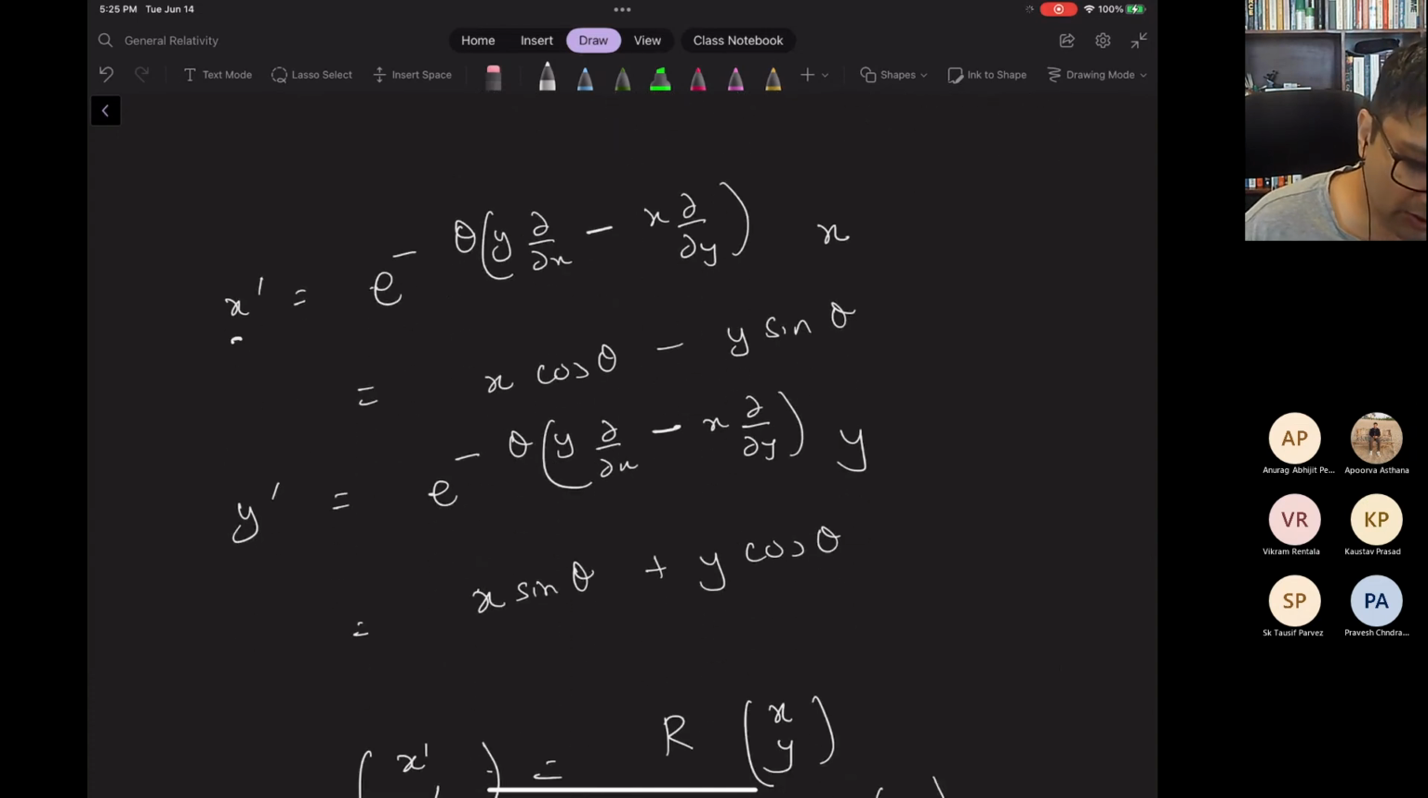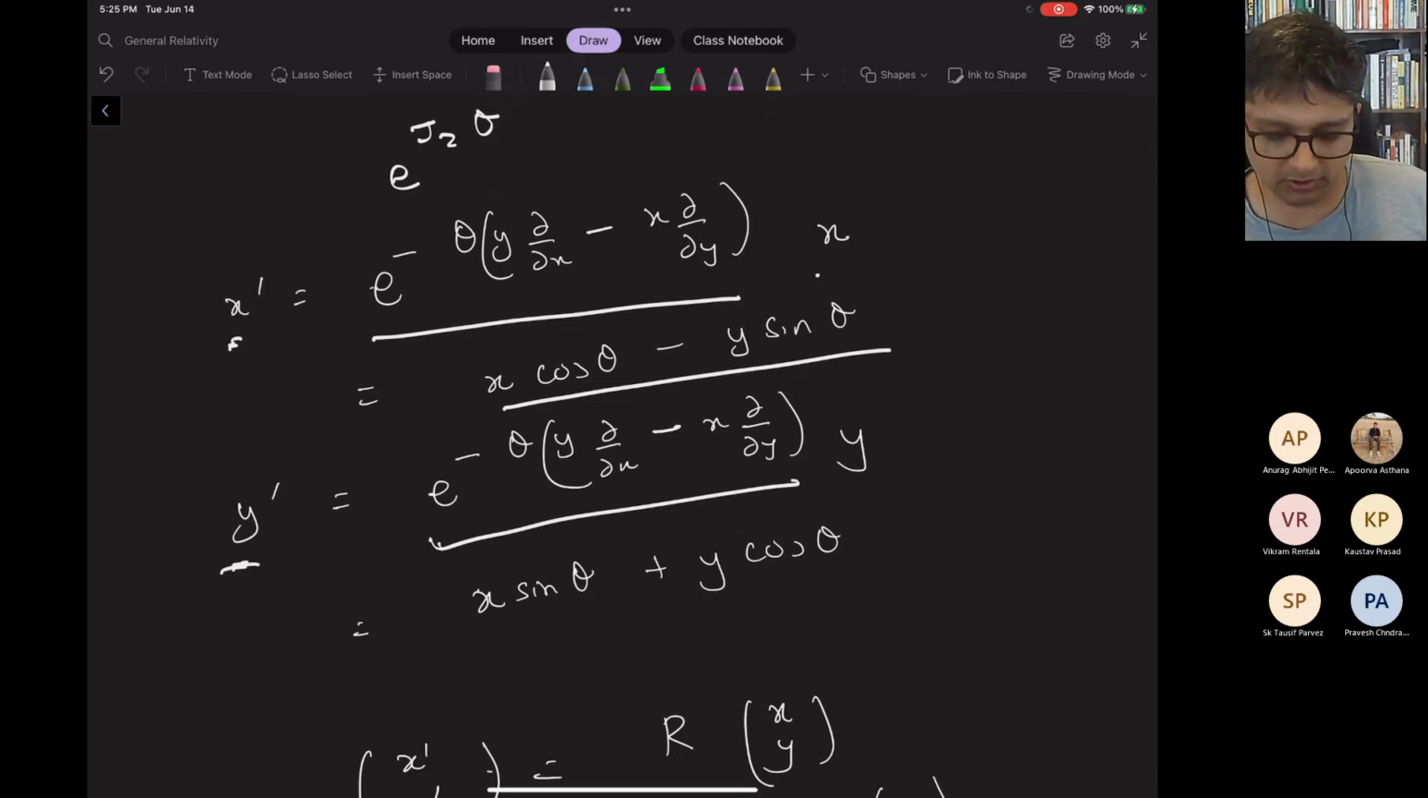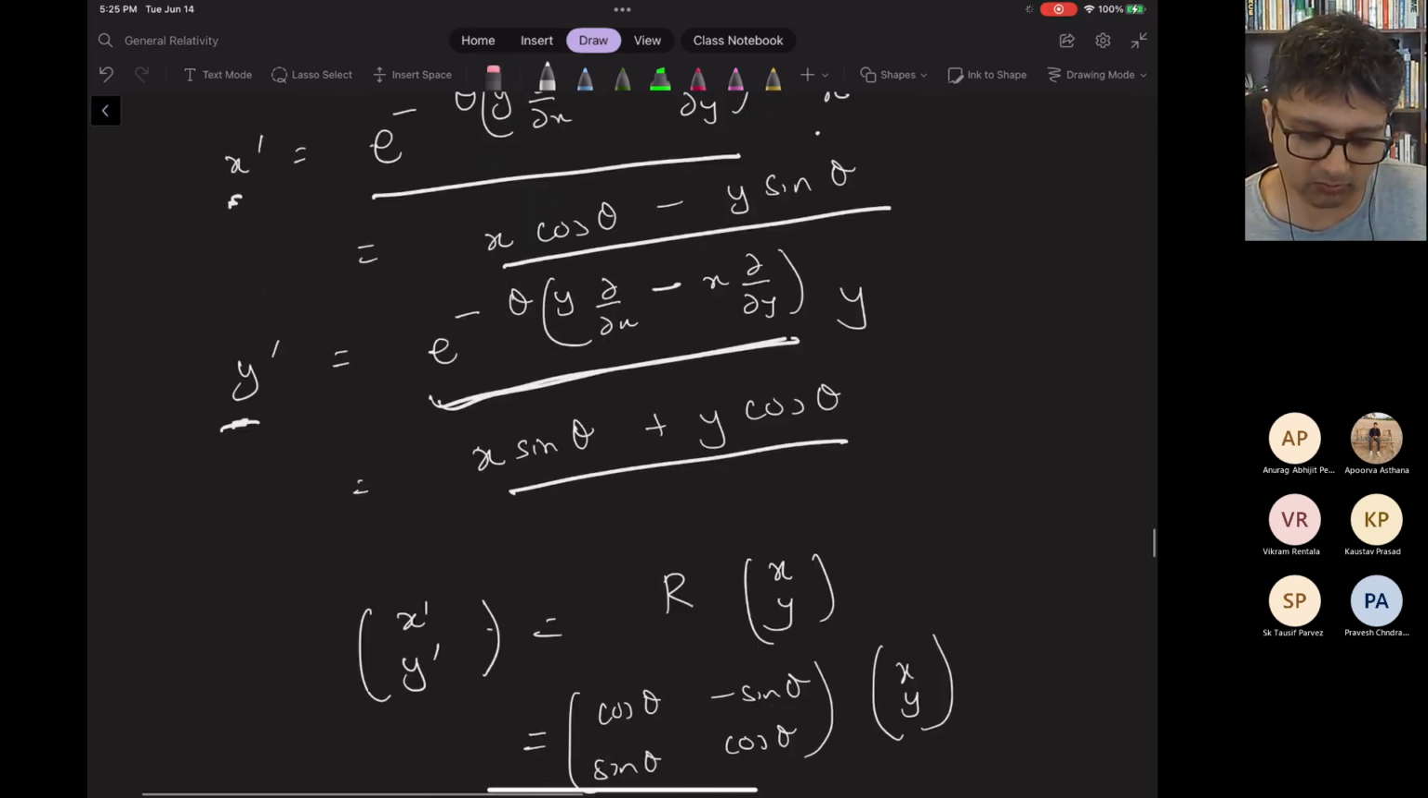So, how did we get this x prime? If you remember, I'm just exponentiating e raised to J_z theta. This is the operator acting on x. What you will get is x cos theta minus y sin theta. Similarly, if you did this for y prime and expanded this operator, we did this in a previous class, so I'm not repeating it. You will get x sin theta plus y cos theta.